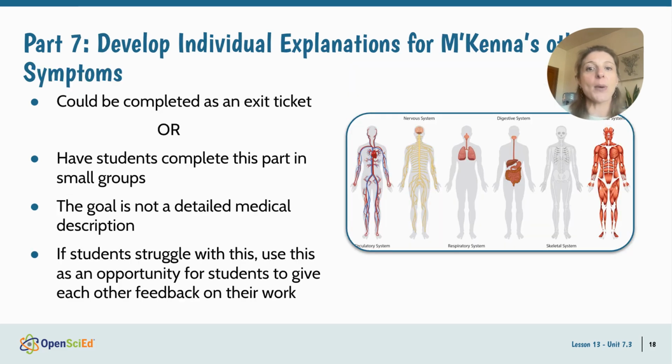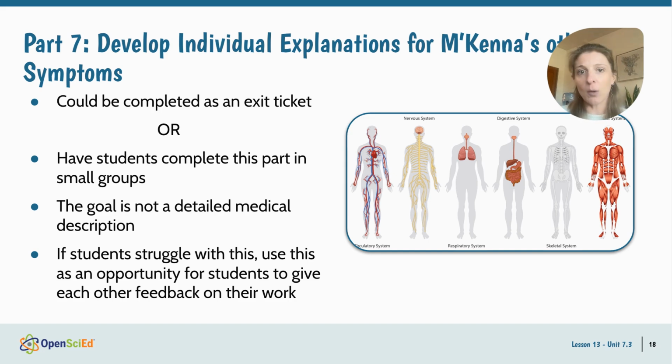Now, let's talk about part 7. If you're short on time, have the students work individually, or I prefer, in small groups to develop an explanation for just one of McKenna's other body symptoms. Remember, our goal isn't a detailed medical description. The focus should be on reasoning through the connection between what the class figured out about how the system works together and how that impacts how McKenna's feeling, right? Where are those symptoms coming from and how are they affecting her other systems?